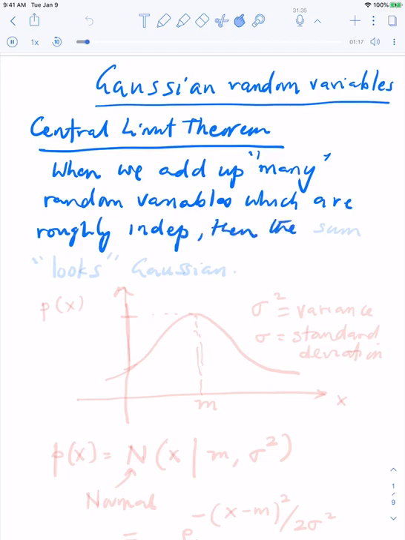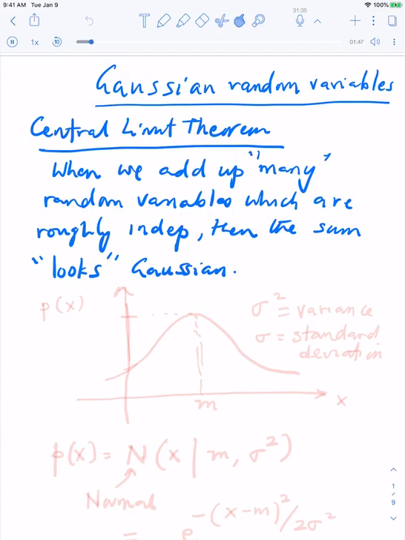then the sum looks Gaussian. And that's really the level at which I want to talk about it. It's pretty easy for anybody to look up the formal statement of the central limit theorem and various variations of it. But this is good enough to motivate why we want to look at Gaussian random variables.